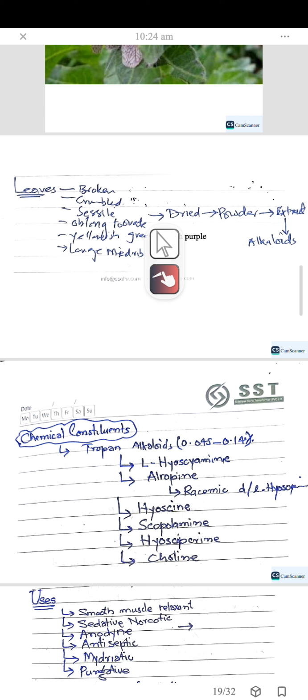How can we extract this plant? First we have to collect the part used, then we have to dry that part in shade, make its powder, and extract with a suitable solvent, and we will get the alkaloidal content.